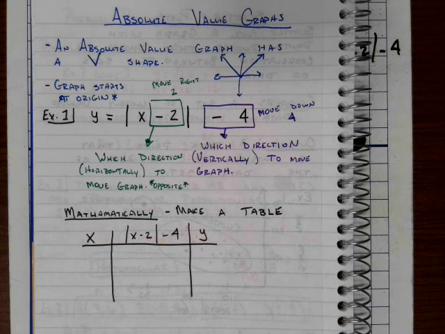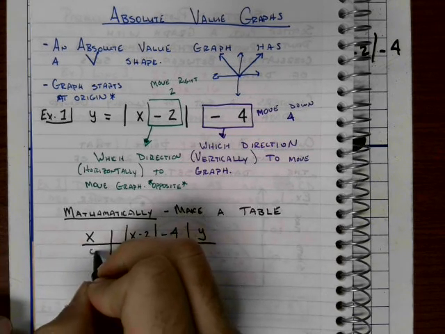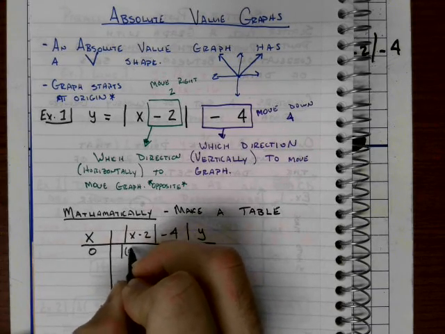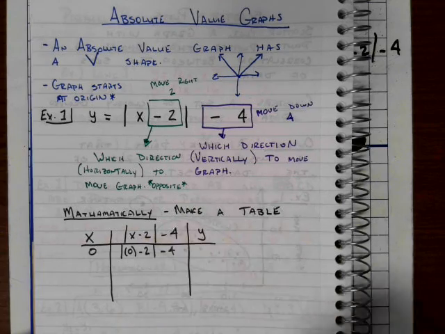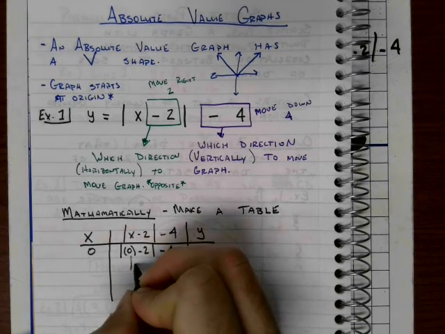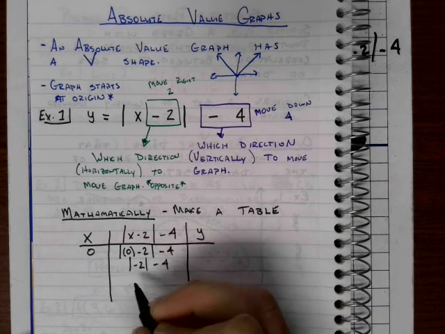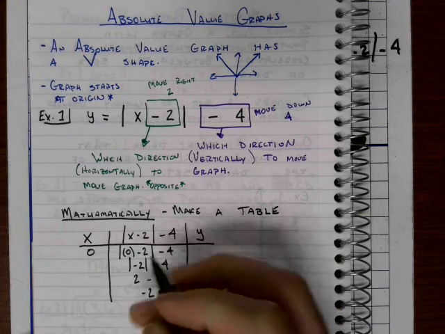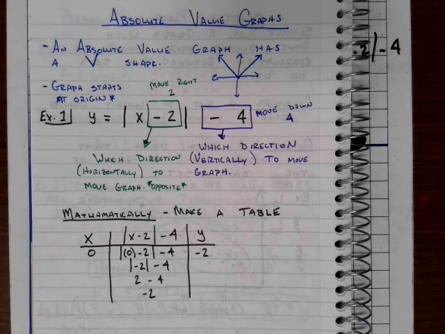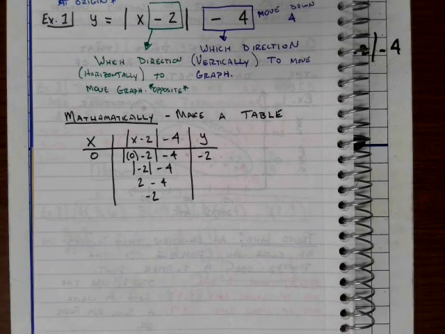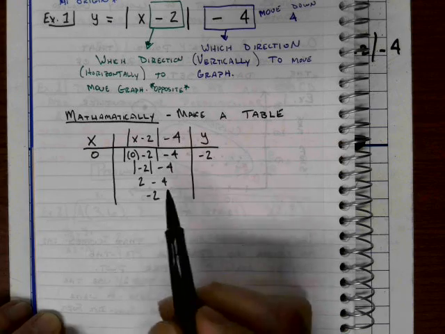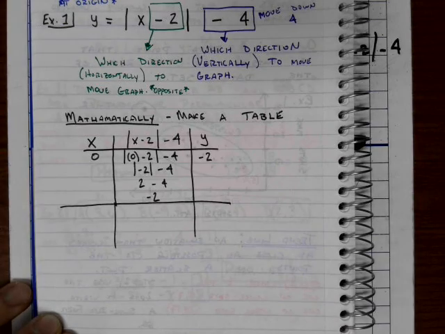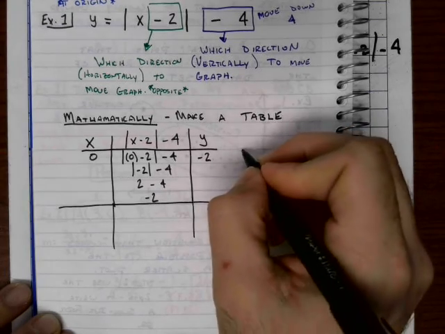Let's say we'll just start at 0. If I plug in a 0 for x, it's going to be the absolute value of 0 minus 2, minus 4. Well, 0 minus 2 is negative 2, so the absolute value of negative 2 is 2, so 2 minus 4 is negative 2. So one point would be 0, negative 2 on my graph. Hopefully you wouldn't have to show all this work, but if you do, it's fine. There's one point.